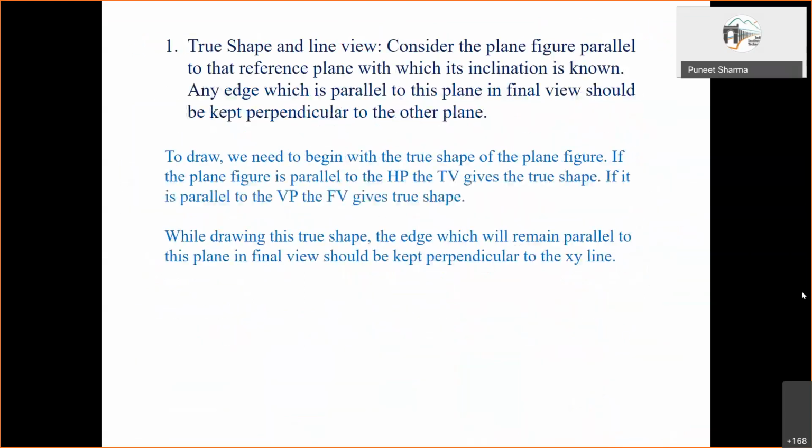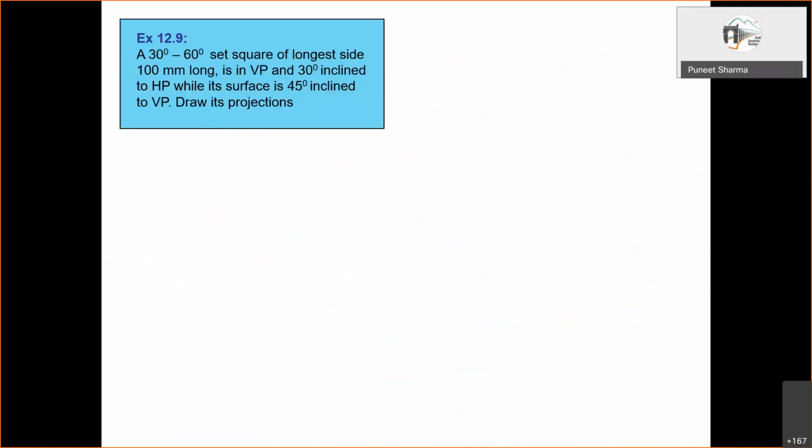So I have tried to write down those steps also so that you can read them on the slide later on. Now let us consider this example. If all of you please read this and then try to follow it, I think it will be more clear whatever we are doing.